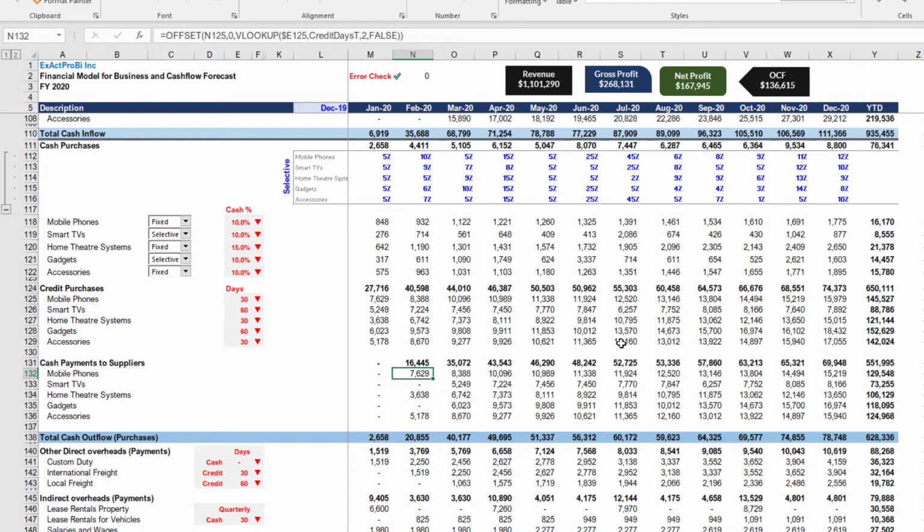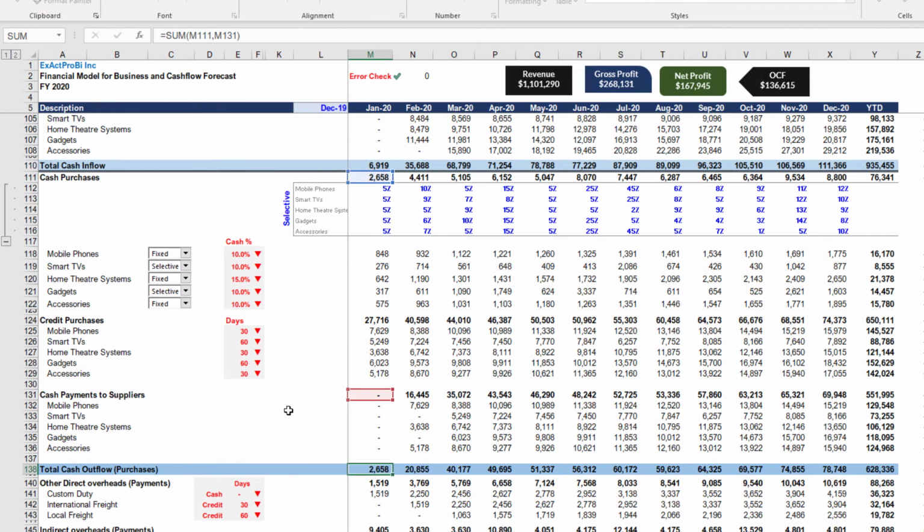So this is how this entire purchase cycle is working, and here you'll have a total cash outflow. Same scenario, based on your credit period, you'll have a total cash outflow. So the cash purchases and payment for the credit purchases each month.